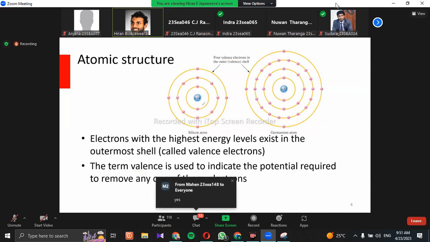So let me repeat it. The outermost shell, we call the valence shell. The electron in the outermost shell we call a valence electron, and the energy required to remove an electron from the outermost shell is called valence. And when you consider the energy, the valence electron has the highest energy in the atom. So those are the things that you take from here.